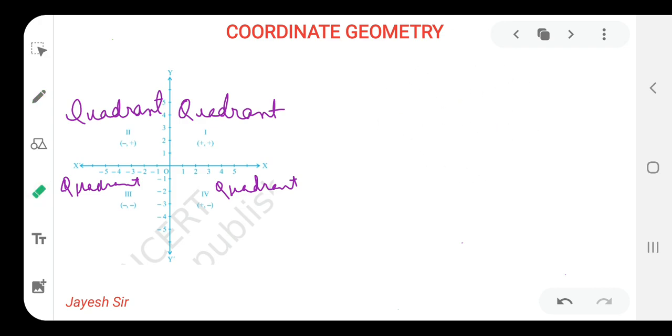Similarly, for quadrant 3 we will also understand. Now the coordinate for quadrant 3 is written similarly, x comma y. Here we can see that the value of x is negative, because this chart should be followed. The value of x is negative and the value of y is also negative, that's why minus minus is written over here. You can see minus minus is written over here.